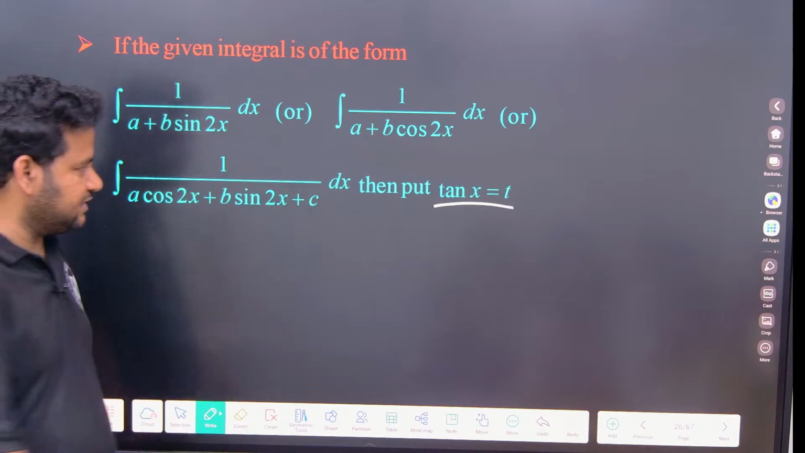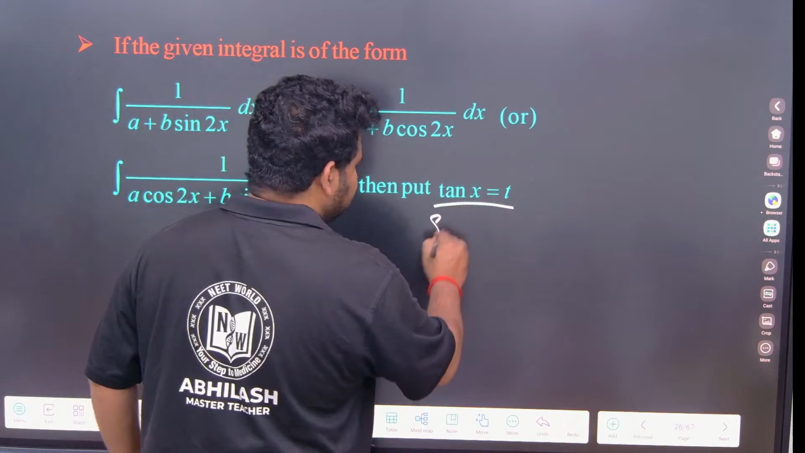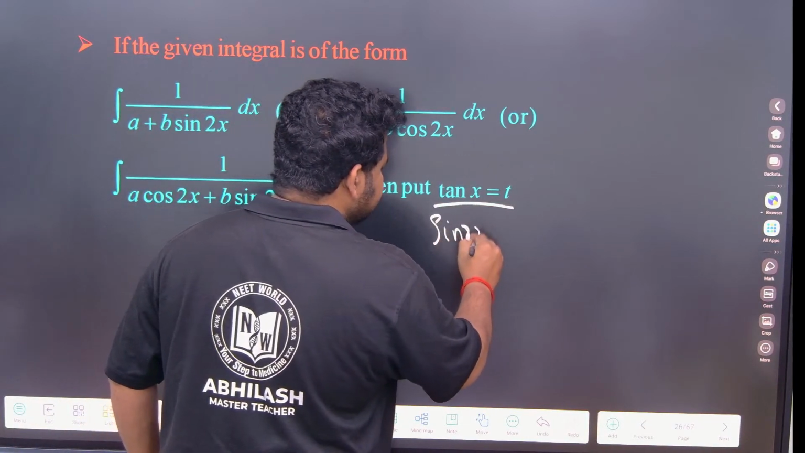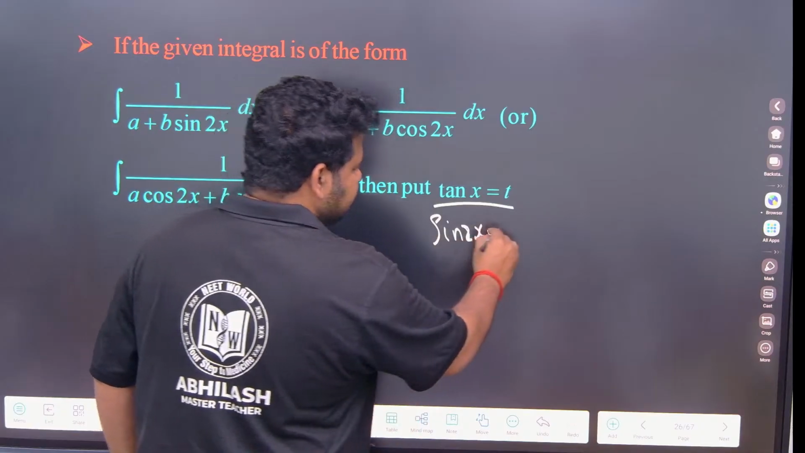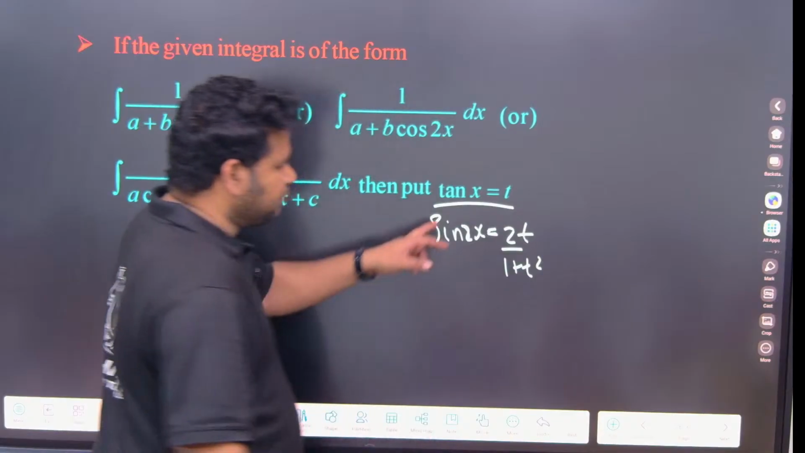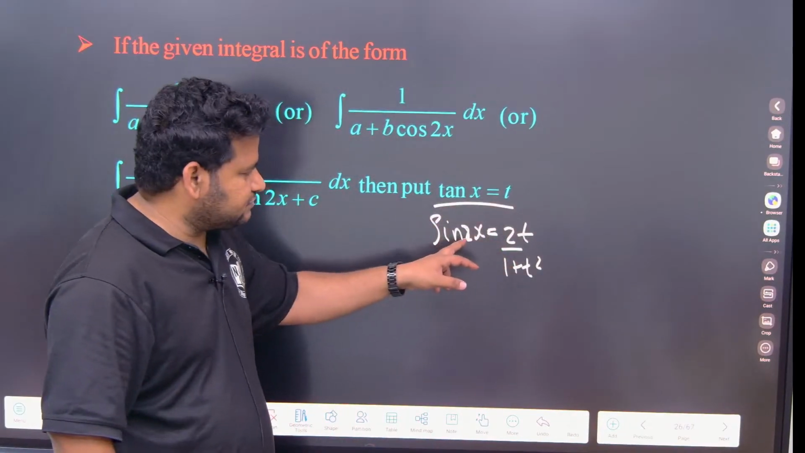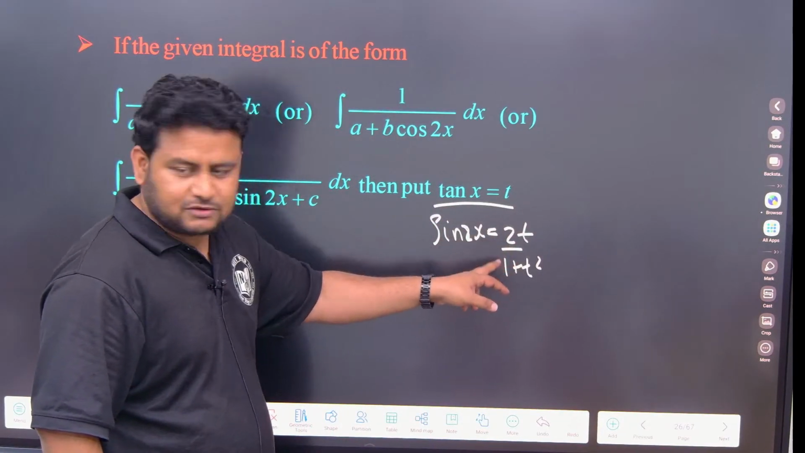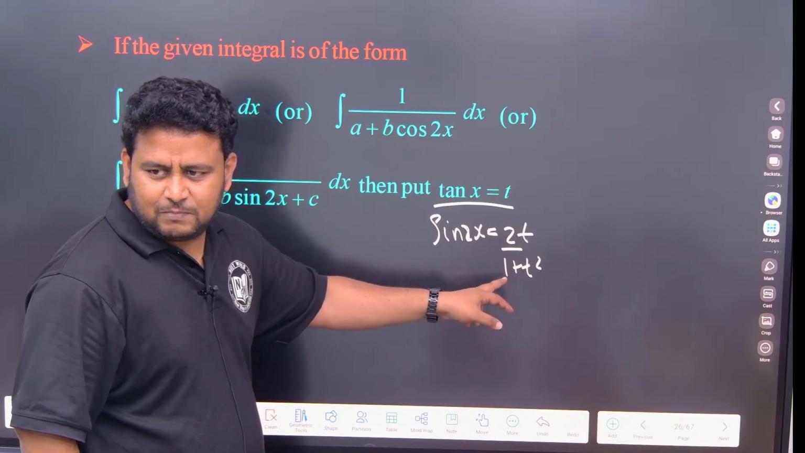Okay, I will show you. See here, if you put tan x is equal to t, what will sin 2x become? 2t by 1 plus t square. Why? Because sin 2x is 2 tan x by 1 plus tan square x.